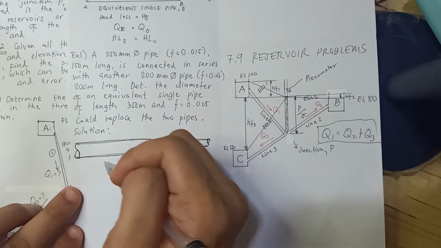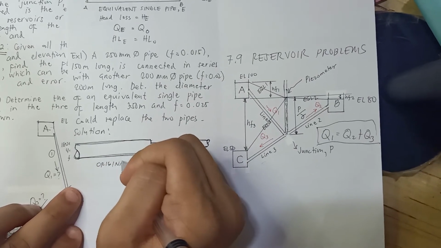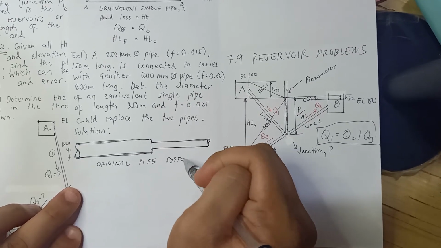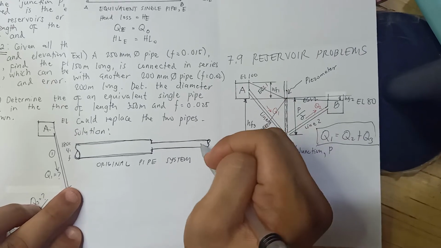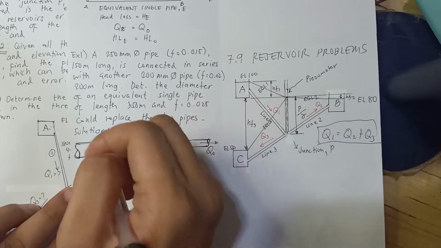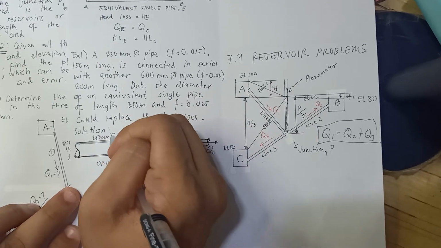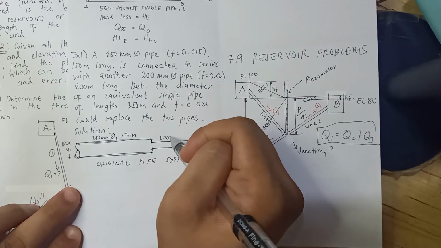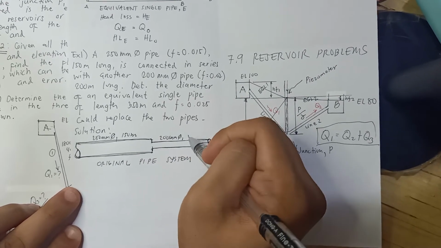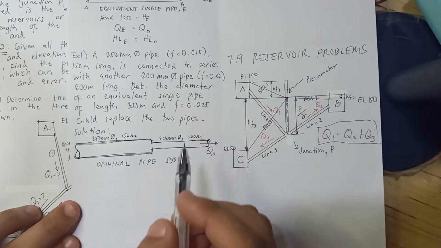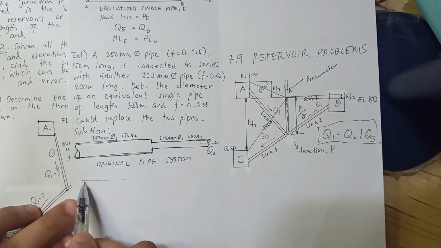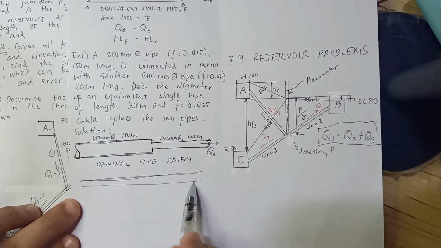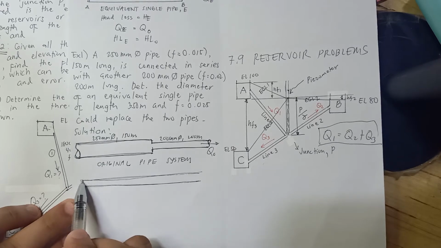Again, this is the original pipe system. So discharge niya is QO. This is the 250 millimeter diameter, 150 meters long, 2000 millimeters diameter, 200 meters. Simula to siya equivalent pipe. Sorry if dili siya naka-straight.